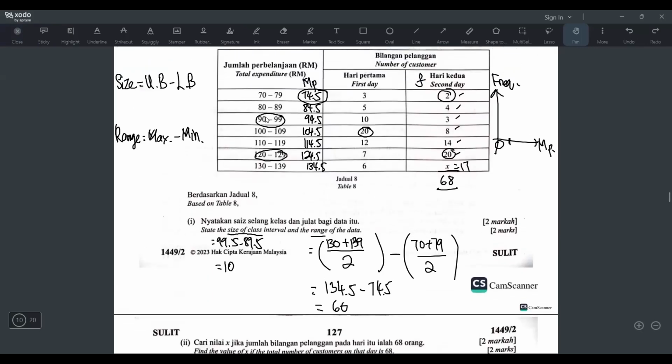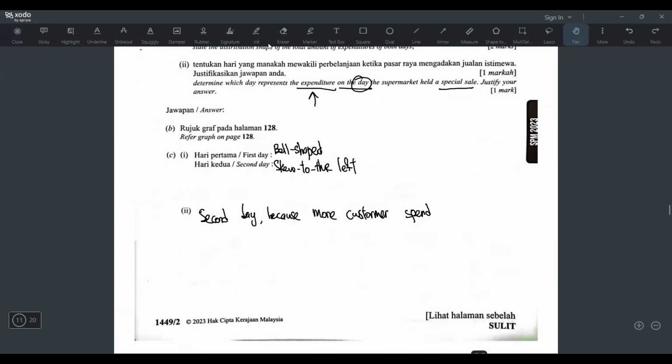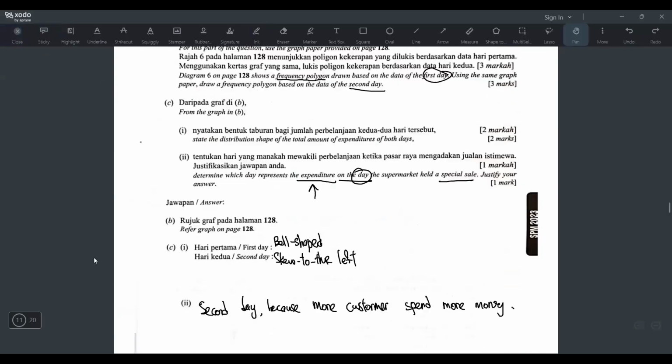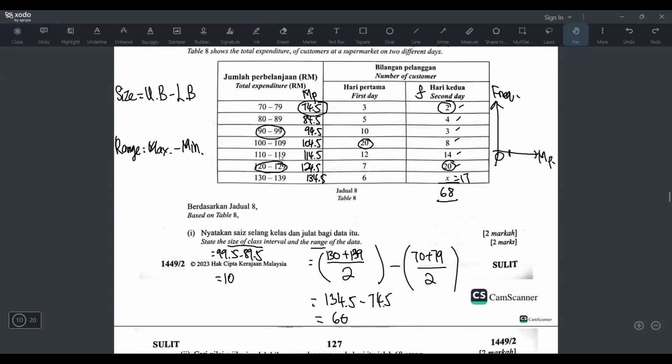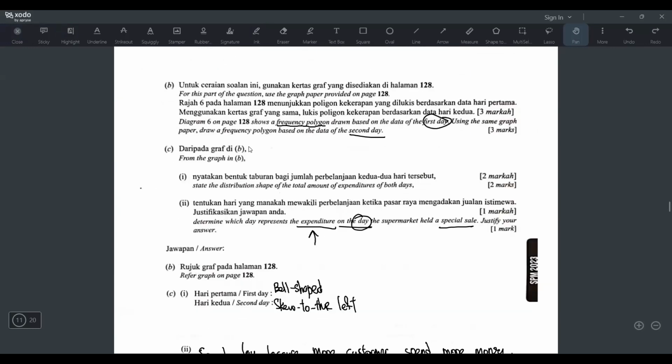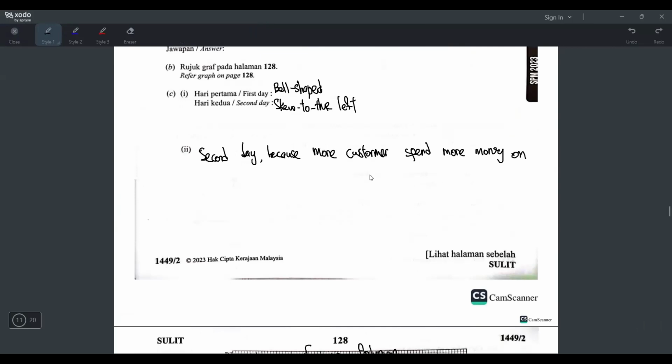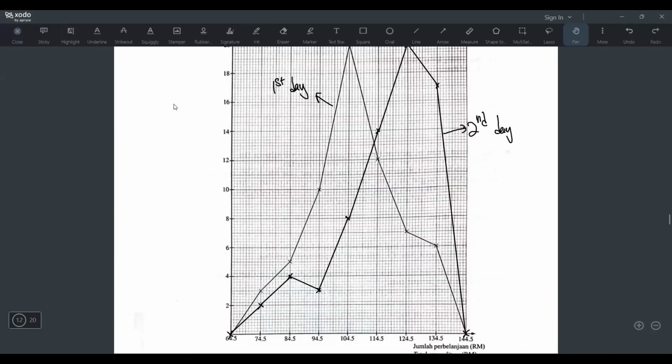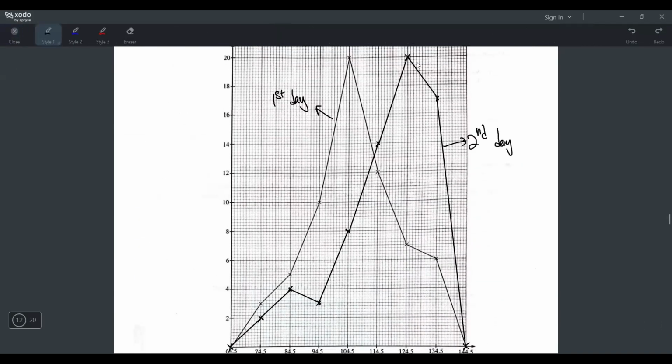Spend more lah. Just write spend more. Okay, more customers spend more money. Yeah. Okay. So yeah, more customer spend more money on second day. Yeah, on second day. Or you want to go refer the graph also can. You refer the graph, you can also see, right? The day two, you see the frequency paling besar dekat spending yang tinggi. Okay, so that is why the answer is second day. Okay, sudah siap.